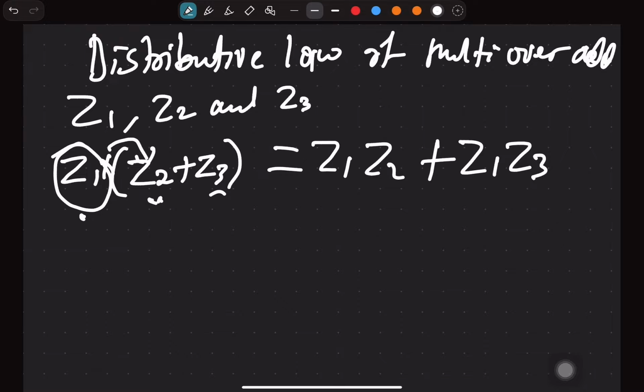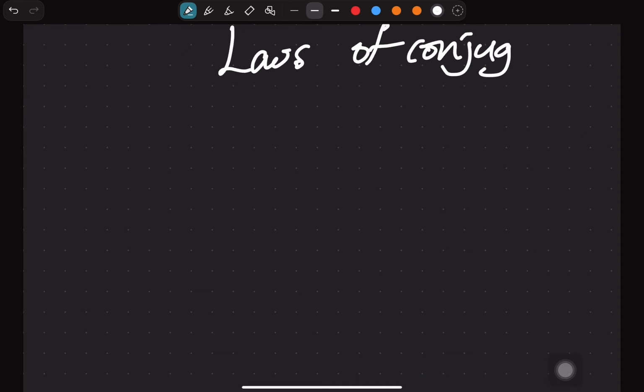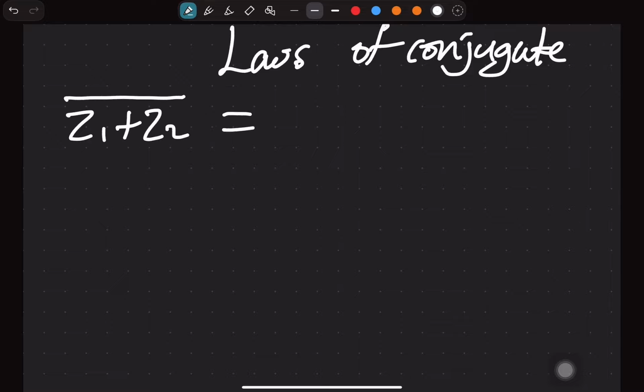Now let's look at some laws that apply to conjugates, which we'll be calling laws of conjugates. When you are taking conjugates of complex numbers, there are certain laws attached that can even help you with smoother simplifications. Okay, now the first one is that when you have z1 plus z2 and you're taking the conjugate, it is the same as adding the conjugates. So the conjugate of z1 plus the conjugate of z2.